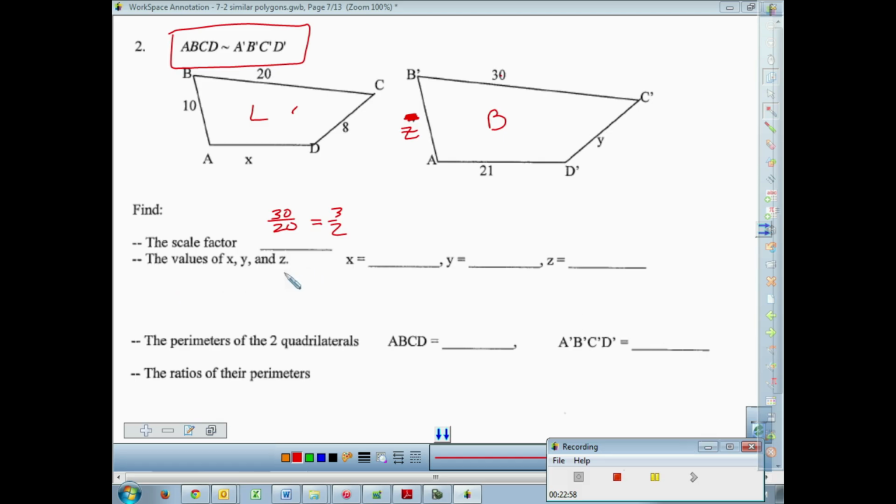Now let's find the values of x, y, and z. Let's start with x. I'll help you get started. Here's x. What does it correspond with? 21. So we'll set up our proportion. Start with the scale factor first. What's the scale factor? 3 over 2. That will be equal to, should it be x over 21 or 21 over x? Big over little, baby. Daddy likes it. 3x.